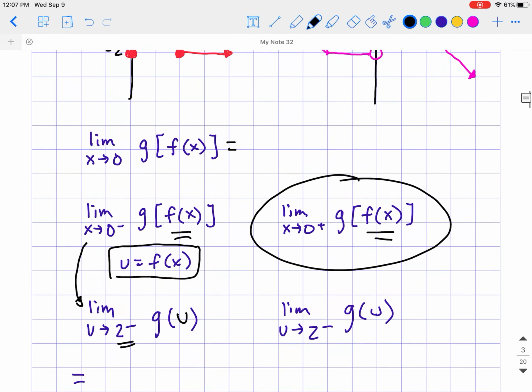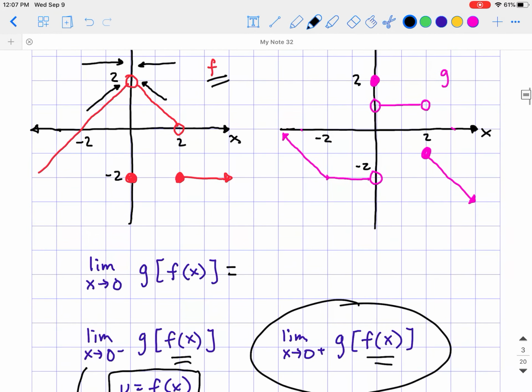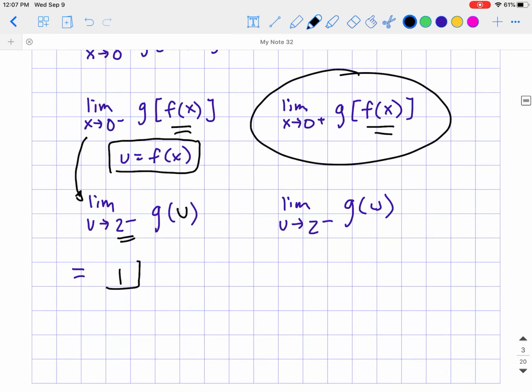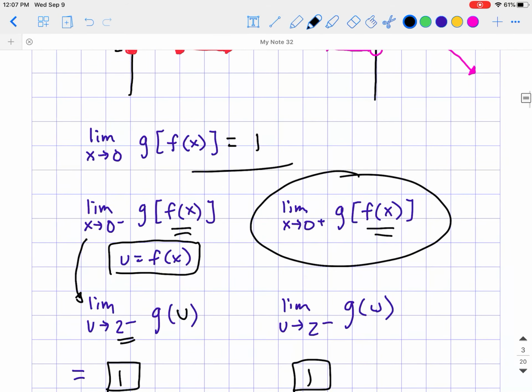And now we can go ahead and solve for each one. So we go to the g graph and look at what happens when the independent variable is getting closer to 2 from the left. So it looks like we're going to go towards this way, and it looks like it's going to go to this removable discontinuity. So then that means our answer is equal to 1 for both of them. So therefore, the limit is equal to 1 then.